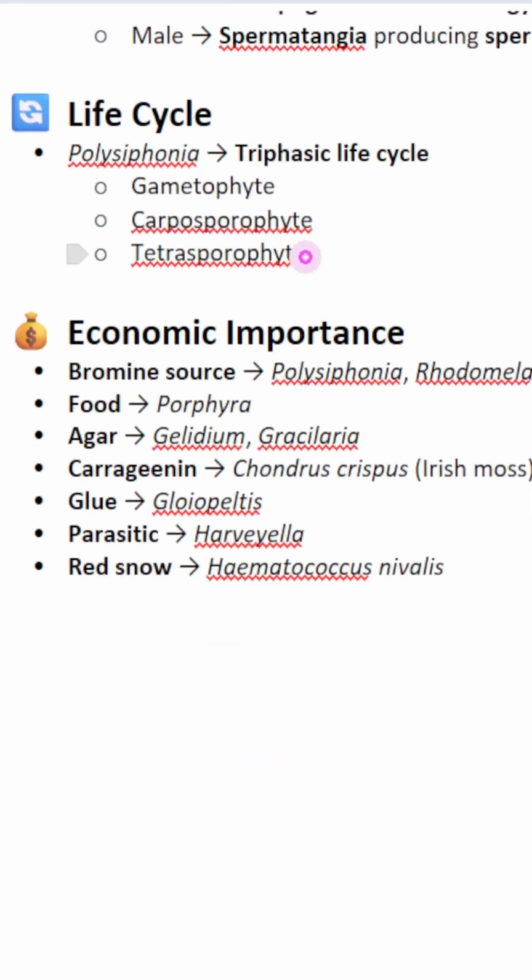Now let's discuss the economic importance. Bromine is extracted from Polysiphonia, the best example, or Rhodomela. Porphyra is accepted as food. Agar, which we use in certain chemical experiments, is extracted from Gelidium and Gracilaria. This is very important from the NEET point of view. Carrageenan is extracted from Chondrus crispus, which is Irish moss. And glue is extracted from Gloiopeltis.